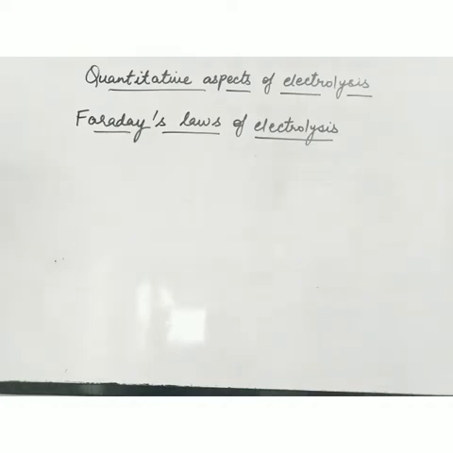Now we have to discuss quantitative aspects of electrolysis. Quantitative aspects means, for example, if I am passing current through a solution, how much amount of sodium is produced, how much chlorine gas is evolved. Quantitative means to calculate the quantity of the chemicals which are produced during the electrolytic refining or electrolytic dissociation. In this respect we have Faraday's laws. Faraday performed a large number of experiments and summed up his results in the form of laws. So we have two laws of Faraday, that is Faraday's first law and Faraday's second law.